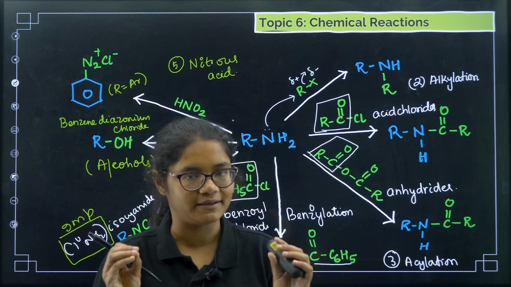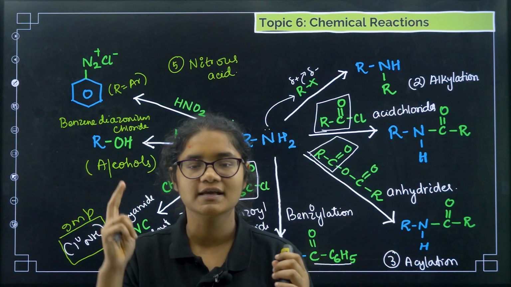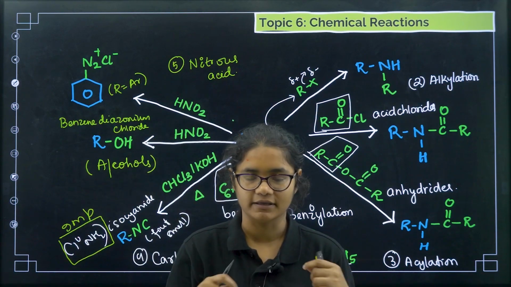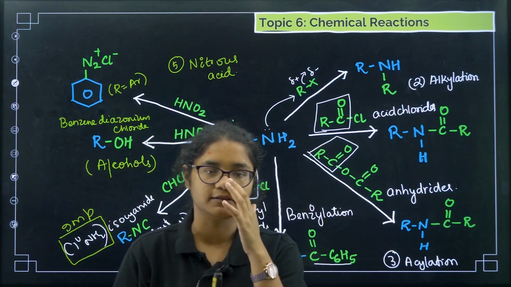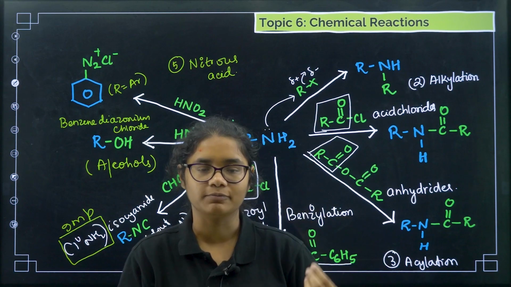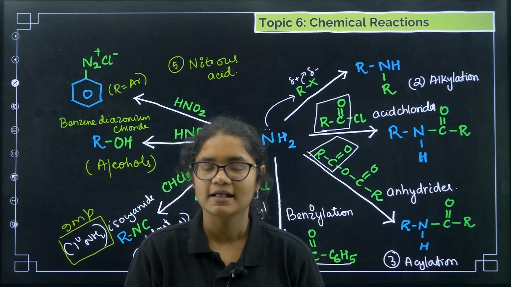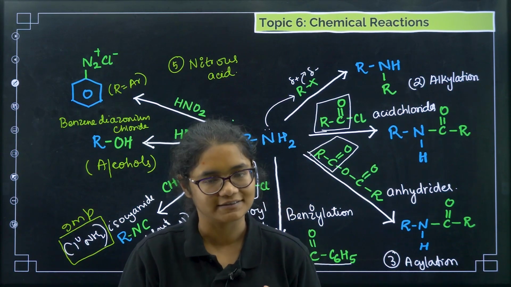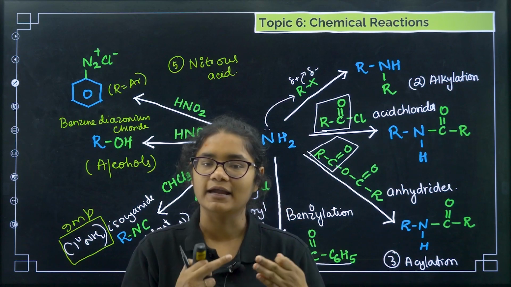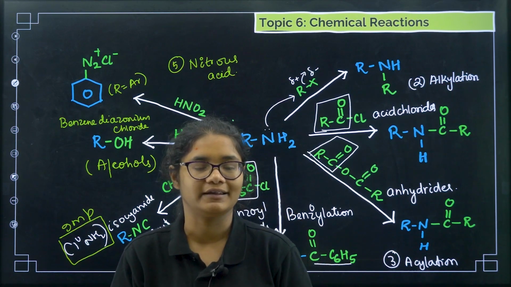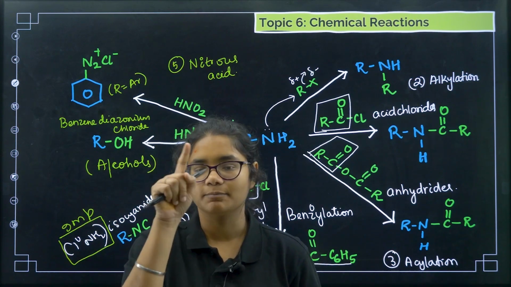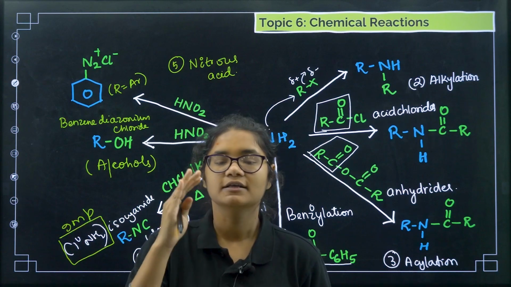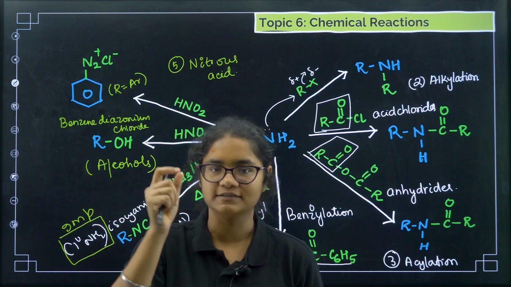First we talked about the basic nature and we practiced some questions. Second reaction is alkylation. Here the reaction is done with RX and we get a mixture of primary, secondary, tertiary amines. The third reaction is acylation. Here we react either with acyl chlorides or with anhydrides. We simply have to replace one H of the amine with a CO group, like a CH3CO group.